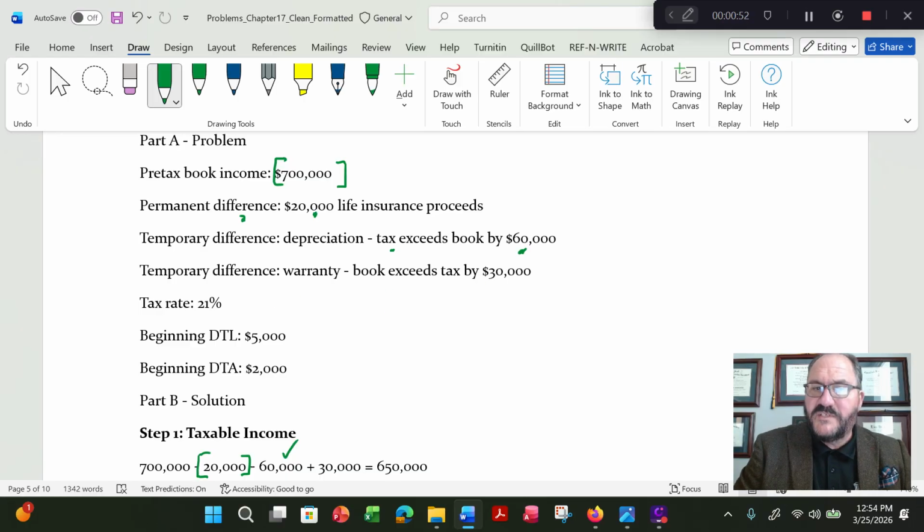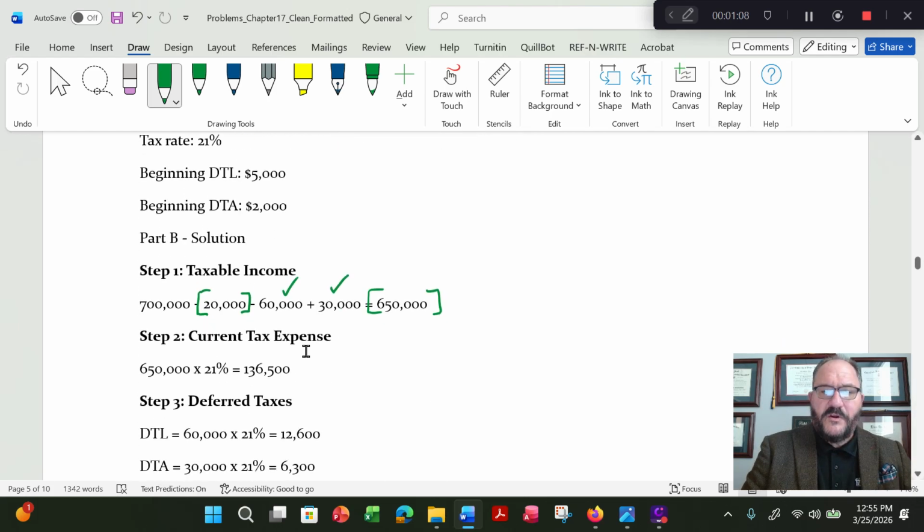Another temporary difference is on warranty. If you remember, the tax folks say you can't take away your estimate, so we're going to have to add that back. They don't want to know about the estimate. So our total taxable income is $650,000. Now from there, our current tax expense is $136,500. Just multiply it by the 21%. This is the base tax rate.